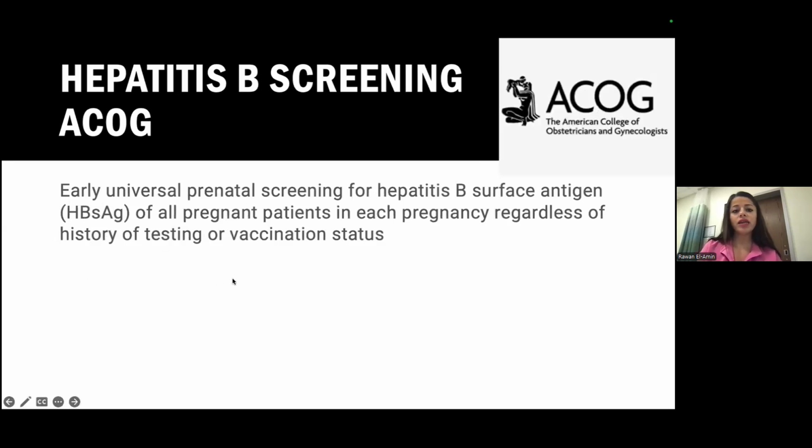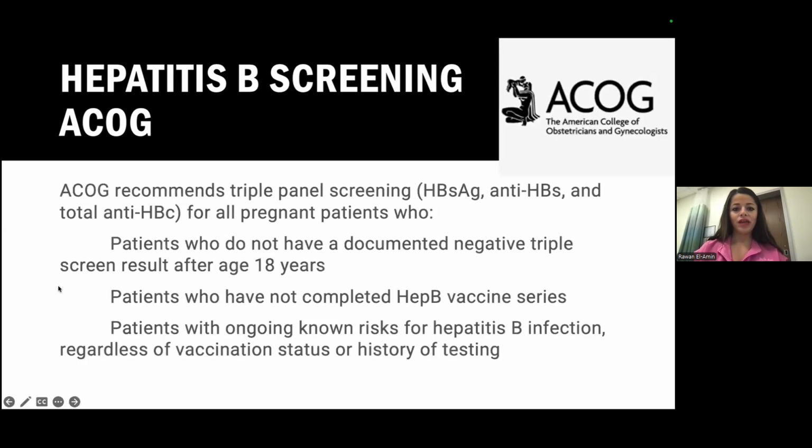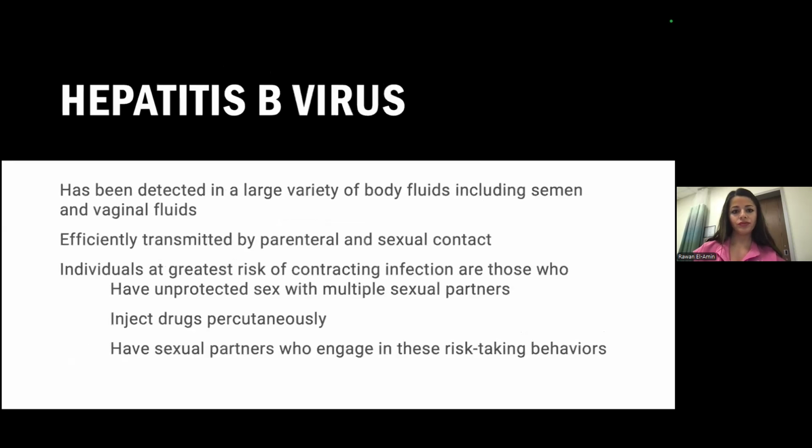We screen everybody at their first prenatal visit with a Hep B surface antigen, and if that's positive, then we have an algorithm to test for the other hepatitis B markers. Again, ACOG recommends triple panel screening for patients who have not had a documented triple screen and are older than 18, who have not completed the hepatitis B vaccine series, and have an ongoing risk of hepatitis B, whether from their exposures or practices, and regardless of their vaccine history.